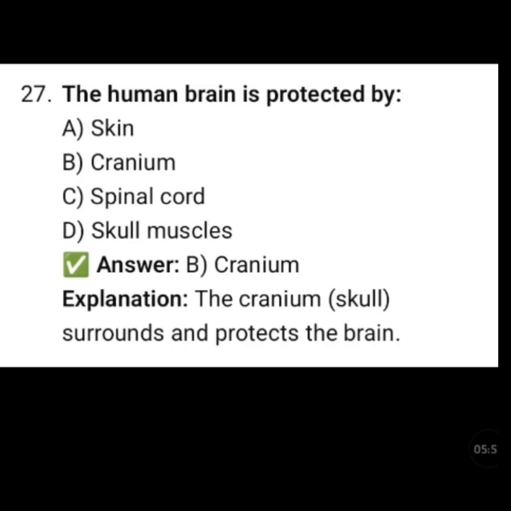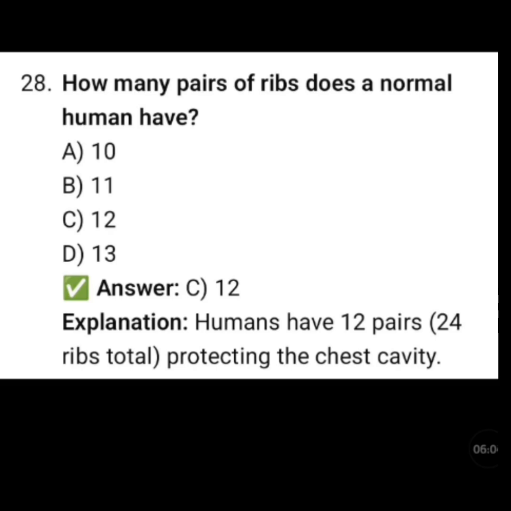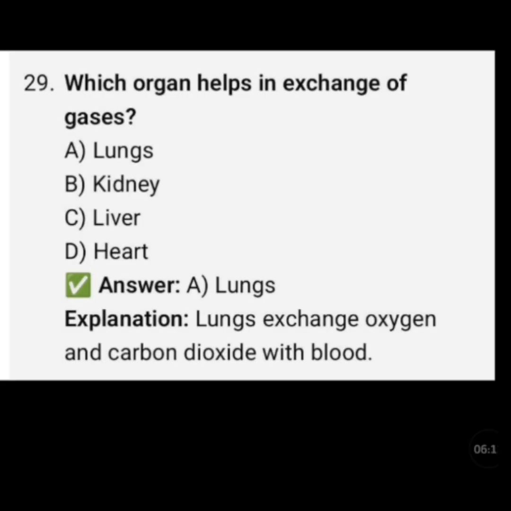The human brain is protected by skin, cranium, spinal cord, skull muscles. The correct answer is option B, cranium. The cranium surrounds and protects the brain. How many pairs of ribs does a normal human have? 10, 11, 12, 13. The correct answer is option C, 12. Humans have 12 pairs, 24 ribs total, protecting the chest cavity.